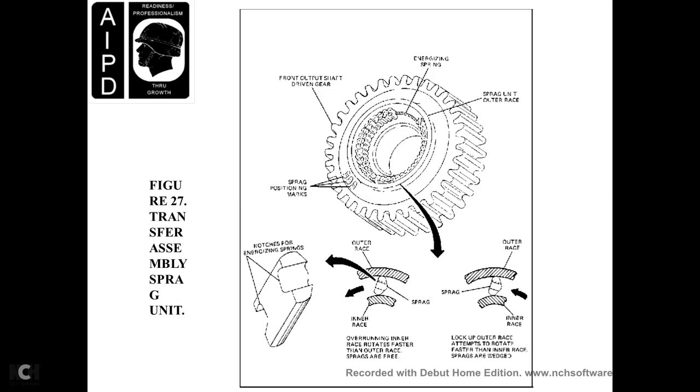Sprag inner race overrunning: when the inner race rotates faster than the outer race, the sprags are free. When the outer race attempts to rotate faster than the inner race, the sprags are wedged.